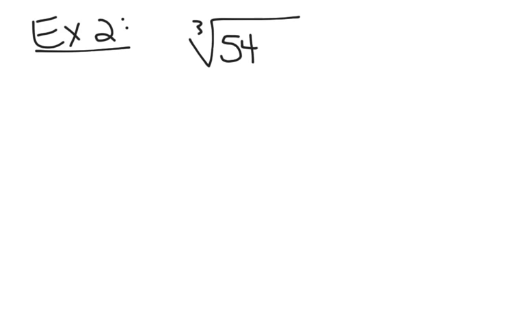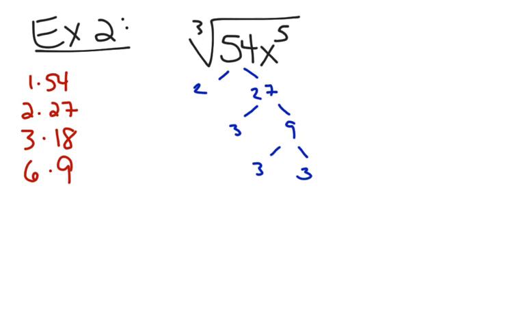So let's look at this example. We want to find the simplest form of the cube root of 54x to the 5th. Doesn't matter which way you want to do it. Either way you want to go about doing this, if you want to find all the pairs of numbers that multiply together to give you 54, or if you want to do your prime factorization.